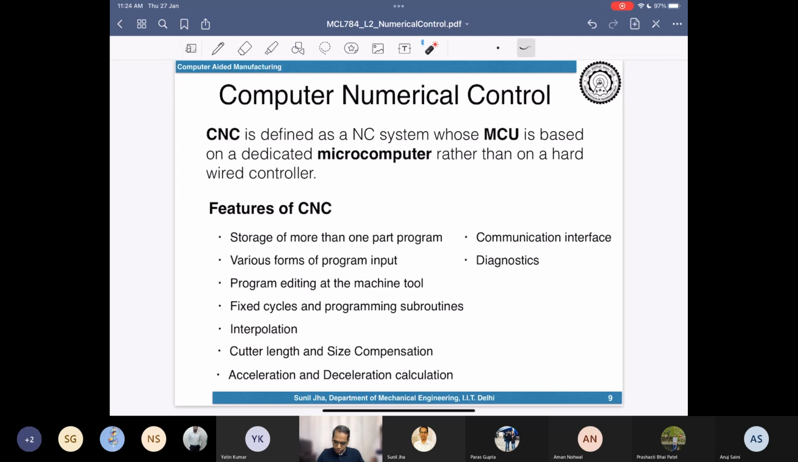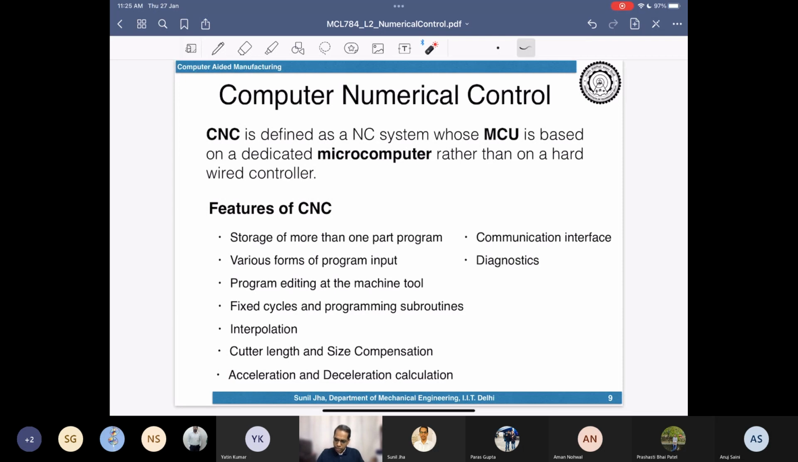Then the advantage of a computer is that all the compensation calculations, the cutter length and size compensations, can be calculated by the CNC. Because now you have computing power in the machine, apart from the motion control, it will also be doing mathematical computation for you. Based on those inputs, it can find out what compensation is required for the cutter length and size. Similarly, it will do all the acceleration and deceleration calculations, because for all motion control, moving from one point to another, these calculations are required along the whole path that is to be executed.